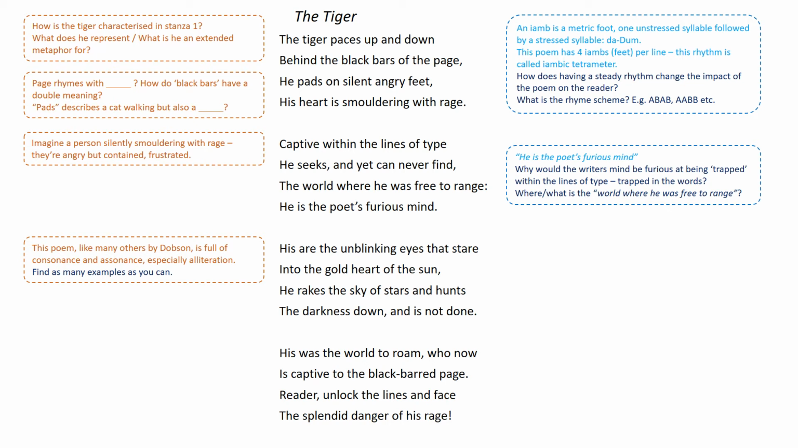Okay, before we go on, this poem, like many others, is full of consonance and assonance, so especially alliteration. So, behind the black bars. Later on, we have, where is it? Darkness down and is not done in this third stanza. I'd like you to find all the examples you can in this poem. Pause it if you need to.